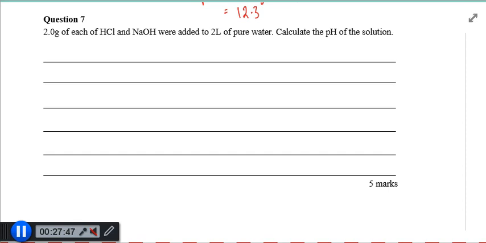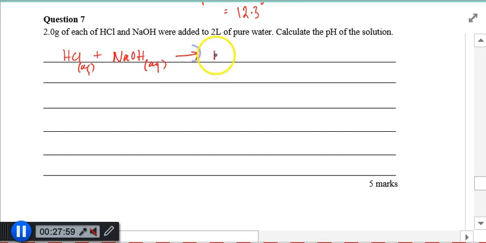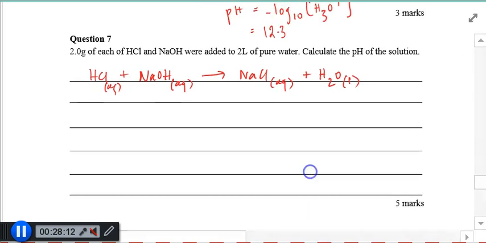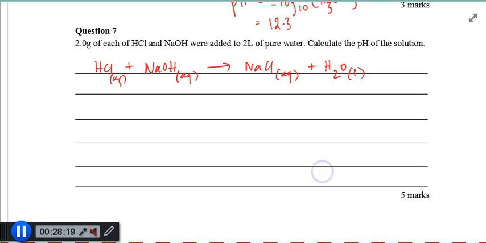So I'll just write out the equation. If you had equal amounts of moles of HCl and NaOH, you would have a neutral product solution. So you have a solution where there is no excess protons, or no excess hydronium ions, and no excess hydroxide. But if you have 2 grams of each of them, there's a chance that it's not going to be exactly the same number of moles. So you're going to have an excess of one of them.